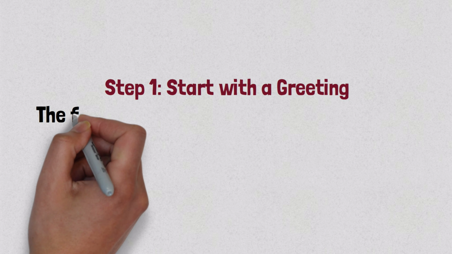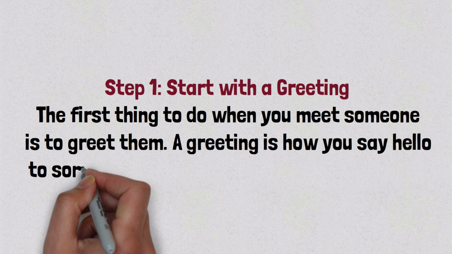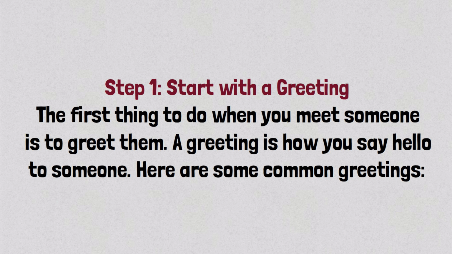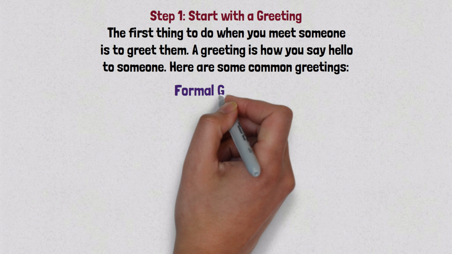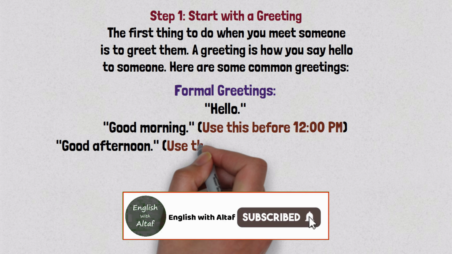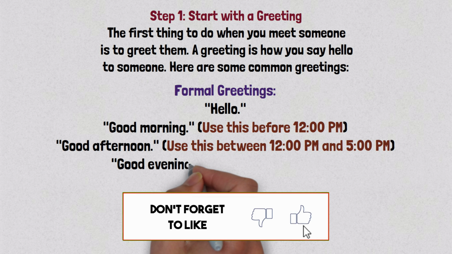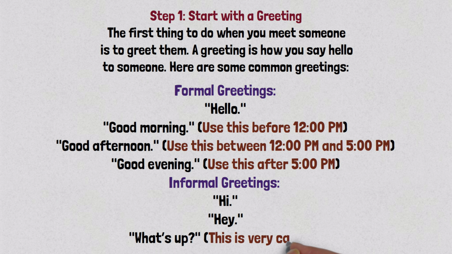Step 1. Start with a greeting. The first thing to do when you meet someone is to greet them. A greeting is how you say hello to someone. Here are some common greetings. Formal greetings: Hello. Good morning. Use this before 12 p.m. Good afternoon. Use this between 12 p.m. and 5 p.m. Good evening. Use this after 5 p.m.